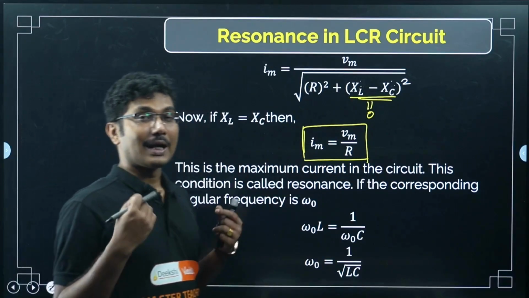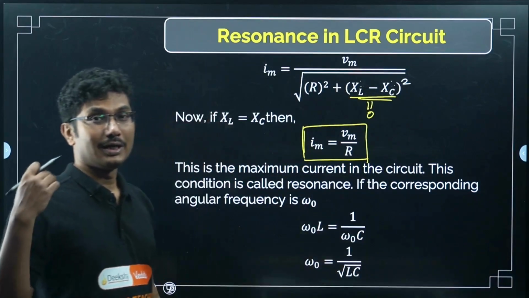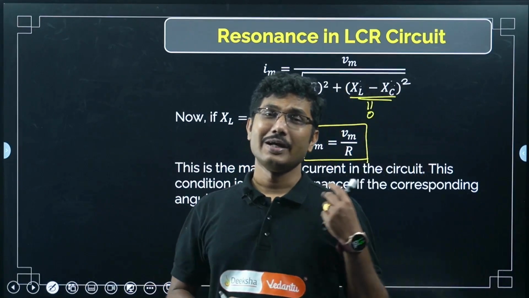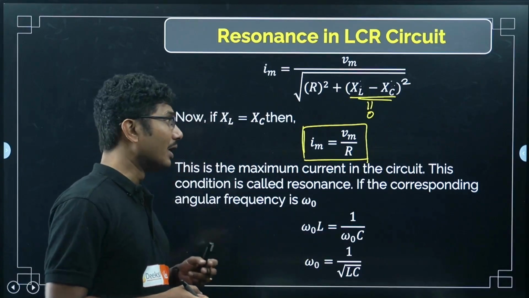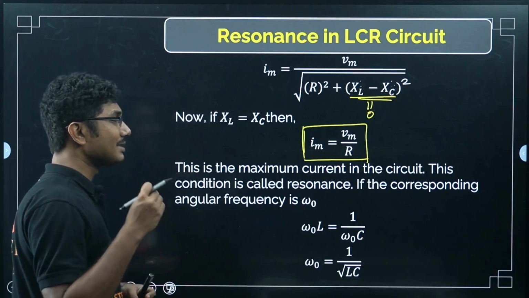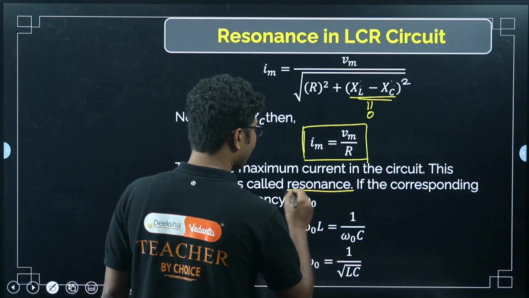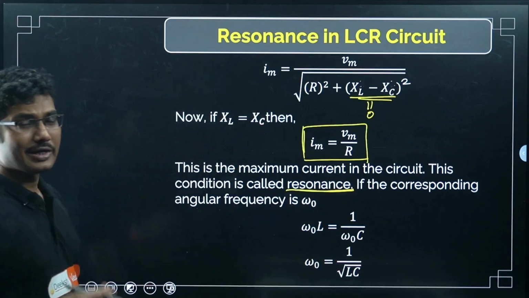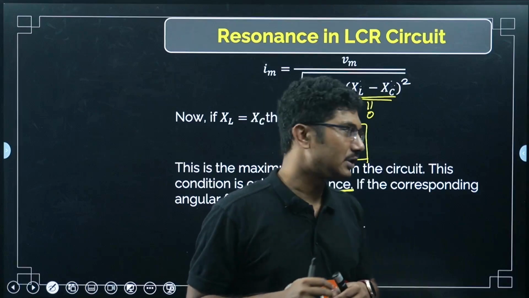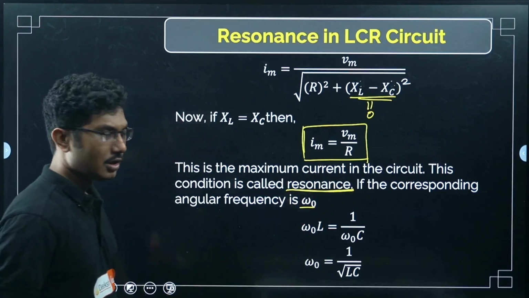Even if there are capacitors connected, even if there is an inductor connected, if somehow the inductance and capacitance are chosen such that the inductive reactance and capacitive reactance are equal, then the circuit will simply become a resistive circuit. This is the maximum current in the circuit. This condition is called resonance. Very important, super important. This condition is called resonance. There are three factors involved. At resonance, suppose the corresponding frequency is omega naught or omega 0.